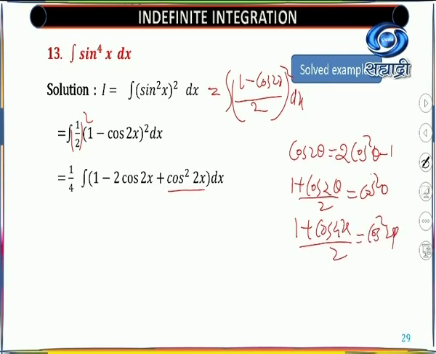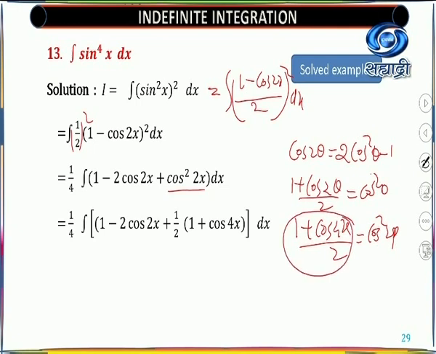This value I will replace here. So what will I get? I will get this as 1 upon 4, 1 minus cos 2x, and you are having 1 half, 1 plus cos 4x dx. Now this is simplified. There is no power but multiple angle, and the multiple angle is in the linear form. So linear integration you know. Now separate out. First we'll calculate the constant together and then we'll integrate.